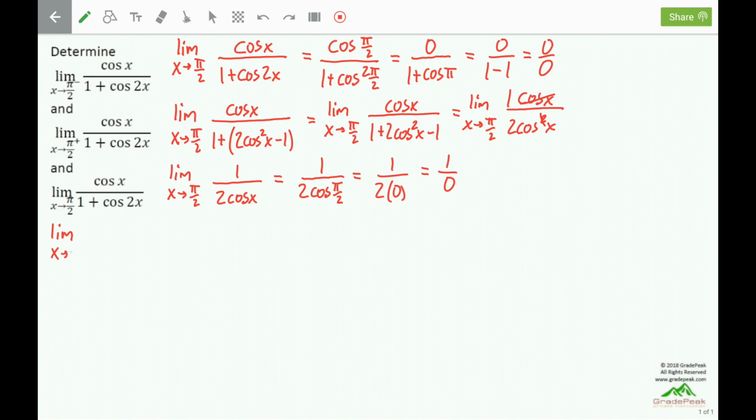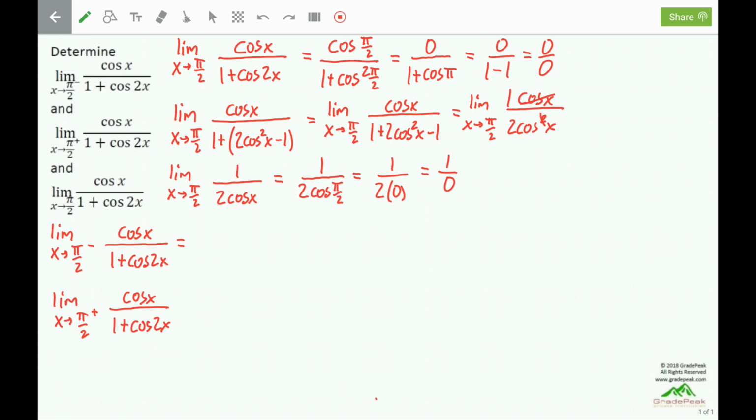We have the left-sided limit, indicated by the negative superscript on the pi over 2, of cosine of x divided by 1 plus cosine of 2x, the original. And we have the right-sided limit, indicated by a positive superscript on the pi over 2, of cosine of x divided by 1 plus cosine of 2x, the original. Let's start with the left-sided limit.